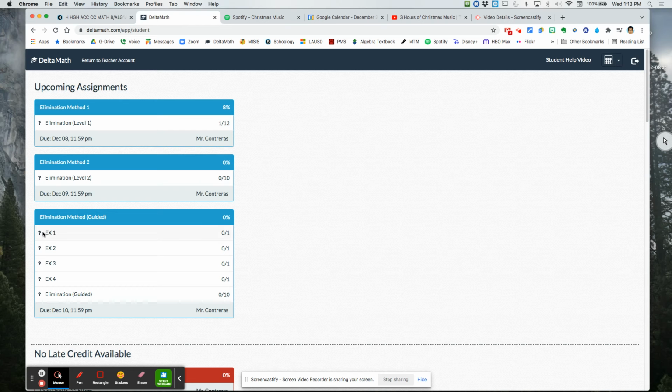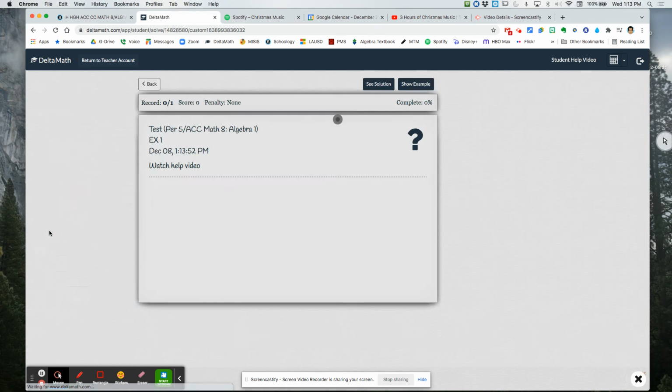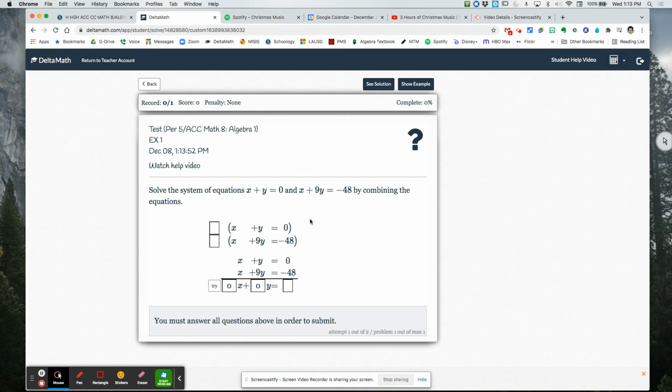All right, so we're doing elimination method guided, and we're going to do 4 examples together. So they're giving us a system of equations to solve, and we're just going to do it step by step guided here on these 4 examples. So here we have our first example: x plus y equals 0 and x plus 9y equals negative 48. They've already set it up for us.